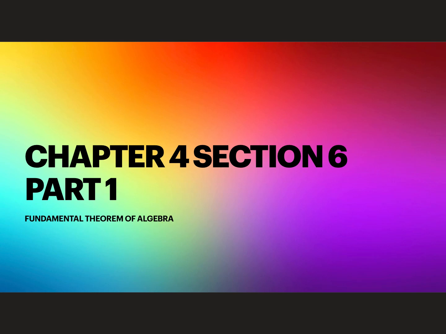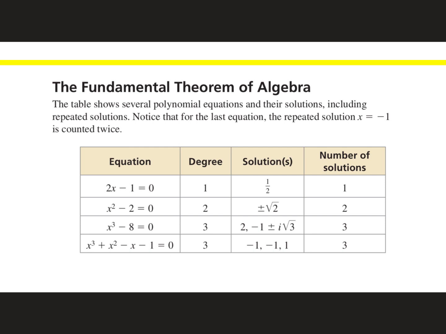Chapter 4, Section 1, we're going to do this in two parts. It's kind of like a review of what we have been doing. We're always going to try to factor first, and then if we can't, we're going to have to use the P over Q, our fundamental theorem of algebra. You guys have seen all this kind of stuff before.